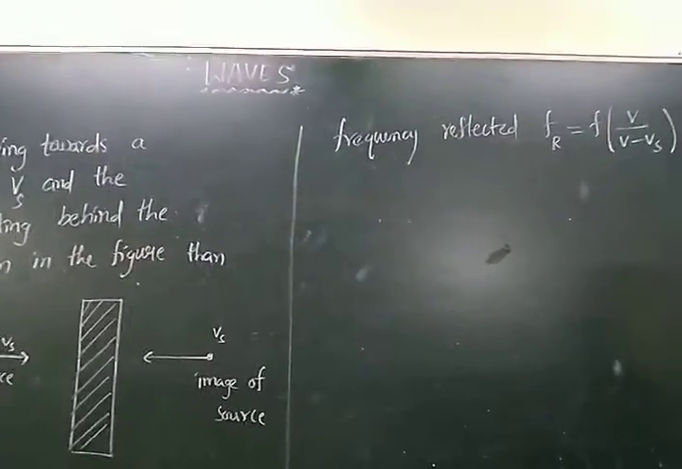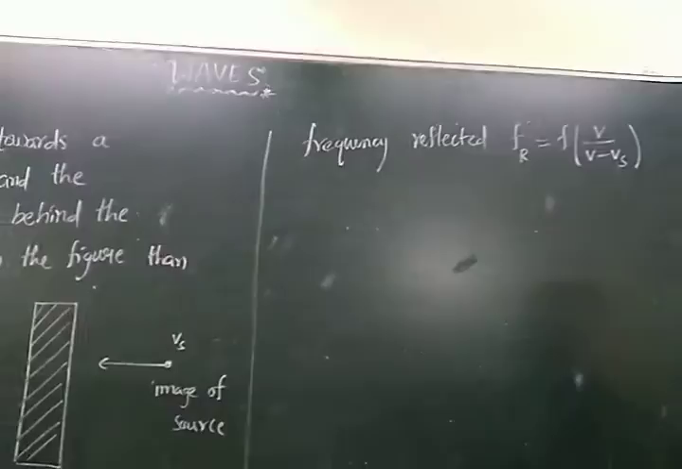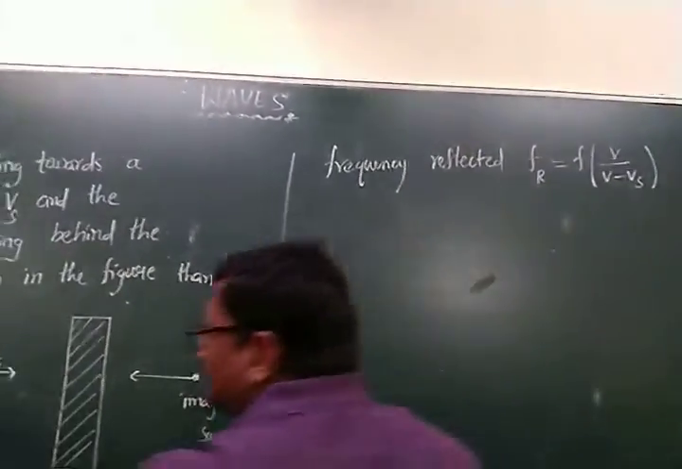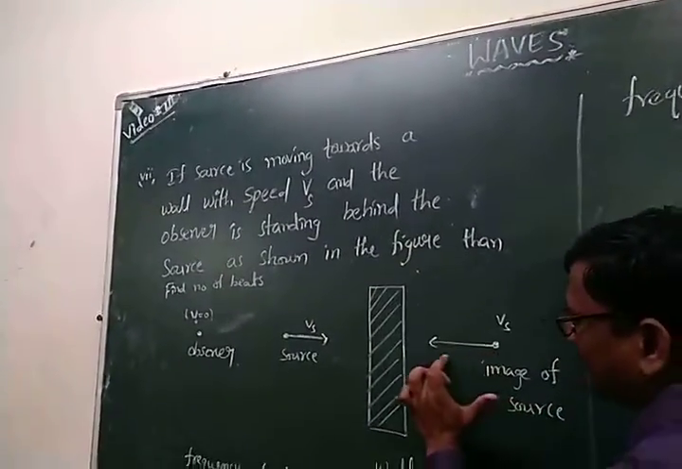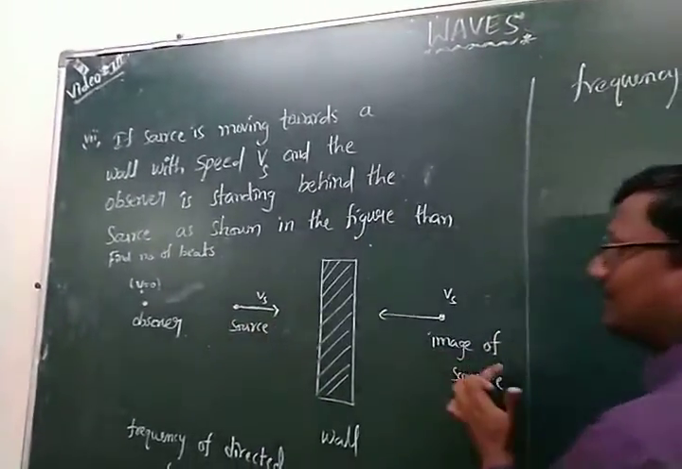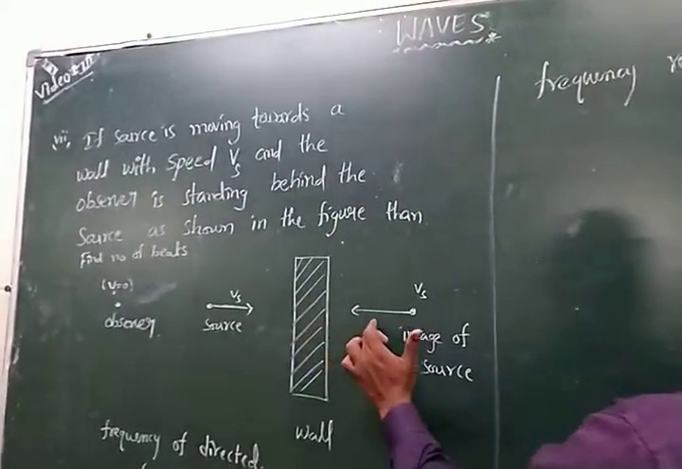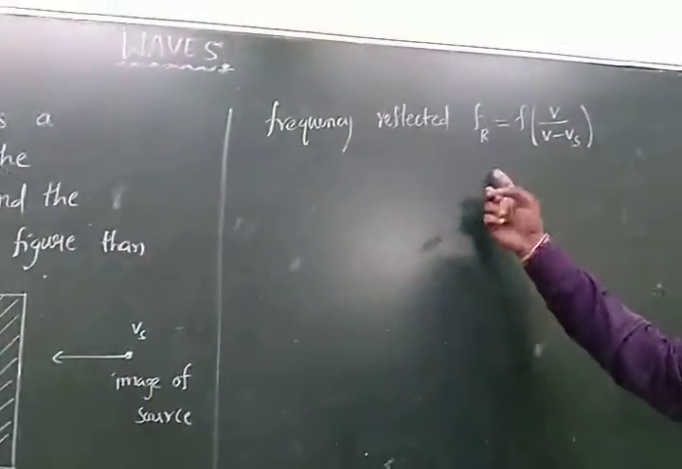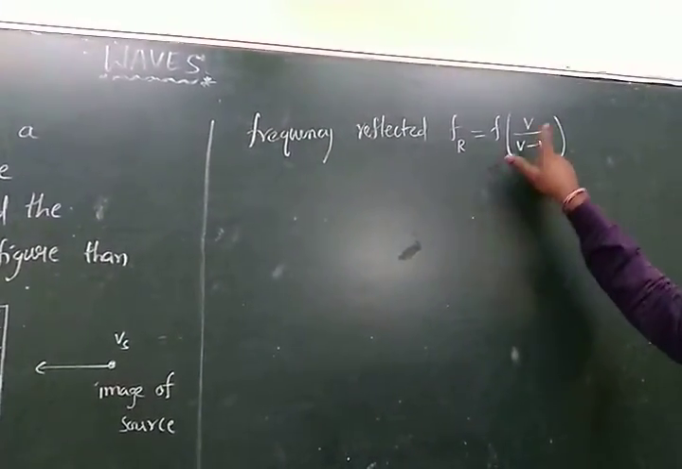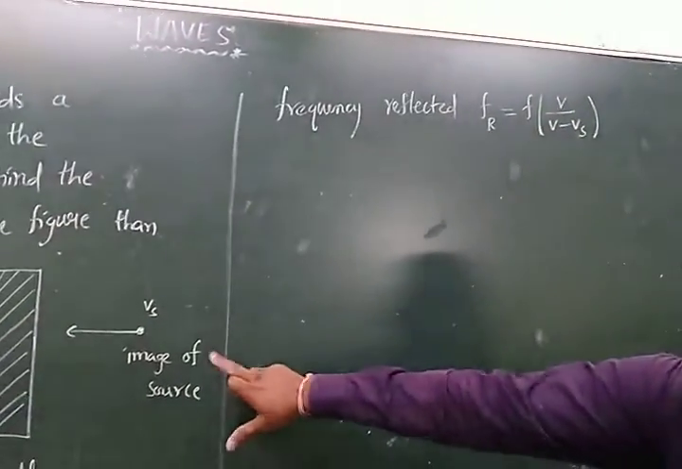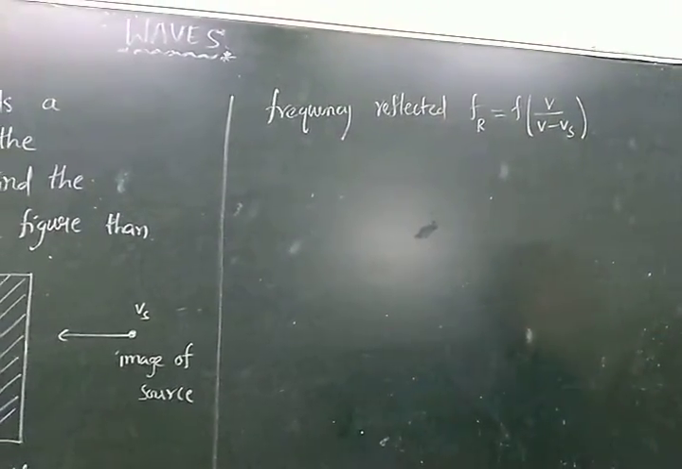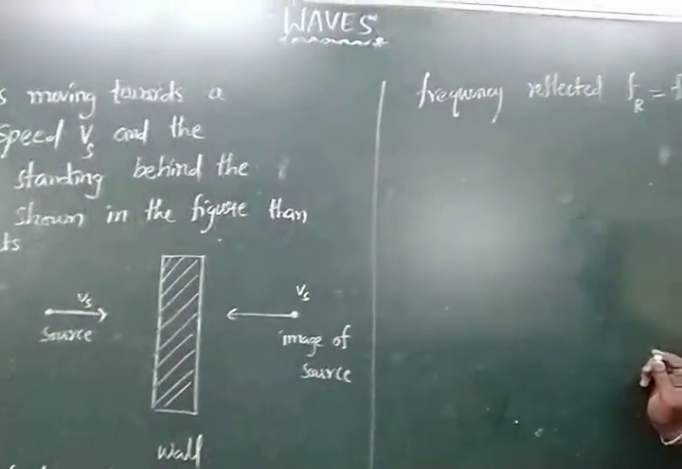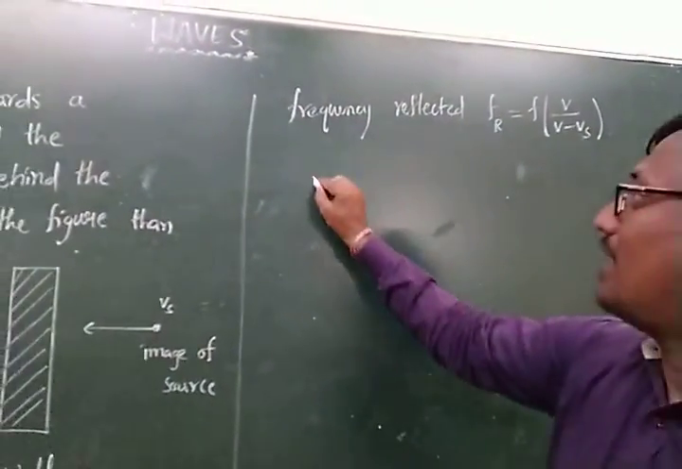This is compared to when the source moves towards the observer and away from the observer. Towards the observer we take V by V plus Vs, and away from the observer we take FR equal to F into V by V minus Vs. This is the image of the source, denoted by towards and away from. This is towards the observer, and this will be away from the observer.